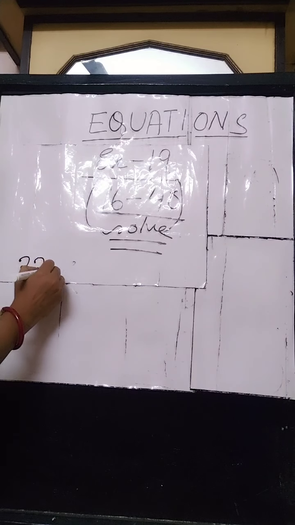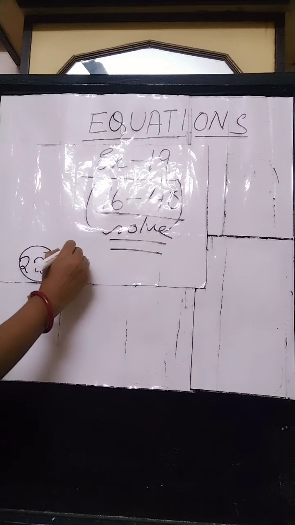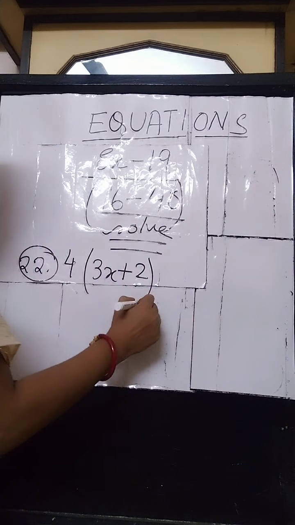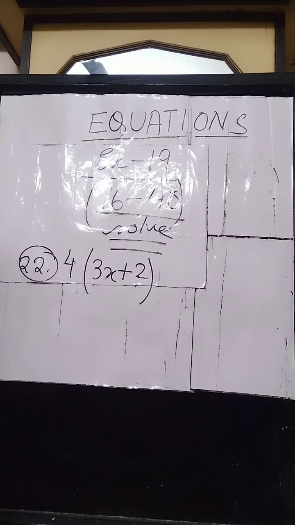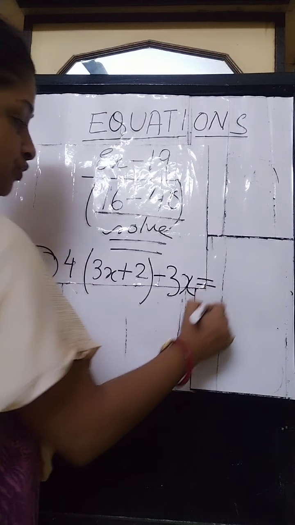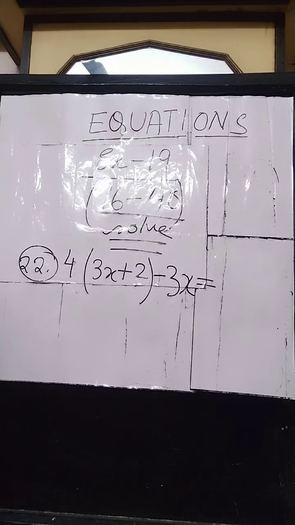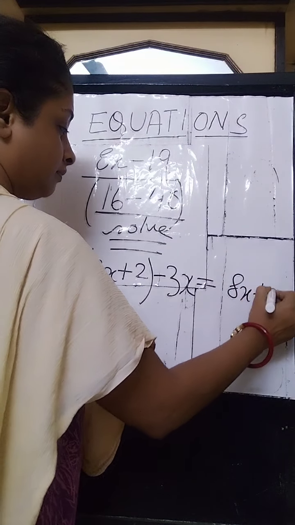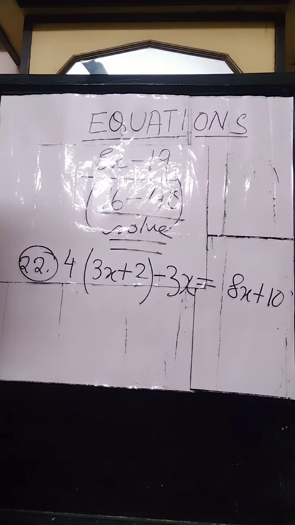Suppose in sum number 22 it is given 4 into (3x plus 2) minus 3x equals to 8x plus 10. This is given in the sum.